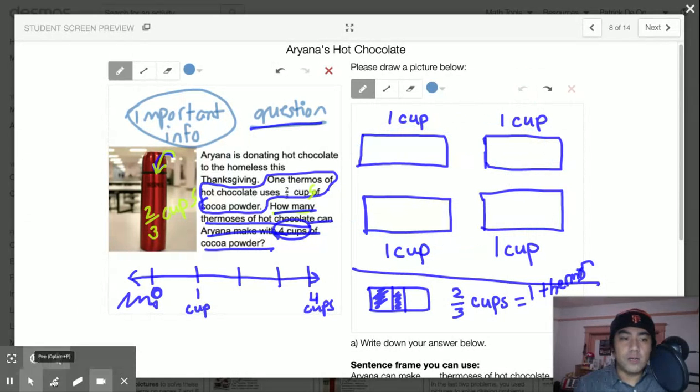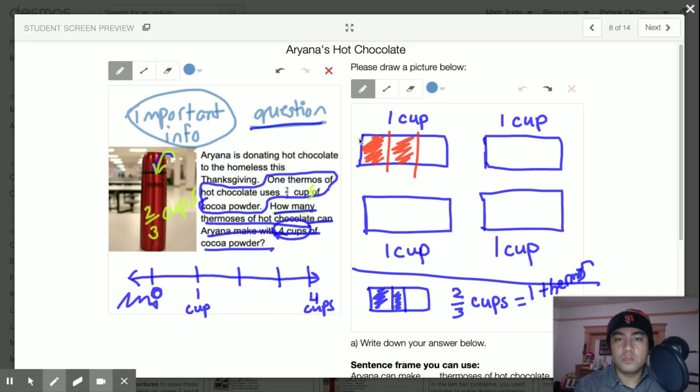Okay. So now, let me just use a different color here. All right. Well, one thing I can do is cut this into thirds. Here's 1/3, here's 2/3. Remember we said 2/3 makes 1 thermos? Well, wait a minute. Yeah, this is 2/3 right here. And this is 1 thermos. Okay. Watch this.